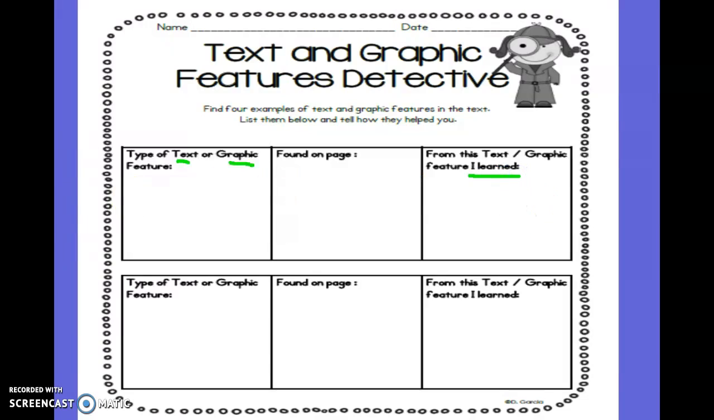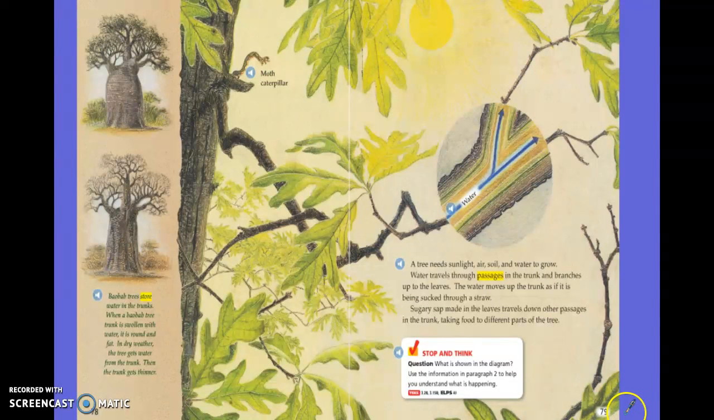For example, I'm going to do an example for you. On page 79, the author added this little diagram here of a branch. Inside the branch, you see water traveling up the branch. So as we read the text below, it says a tree needs sunlight, air, soil, and water to grow. Water travels through passages in the trunk and branches up to the leaves. The water moves up the trunk as if it's being sucked through a straw.